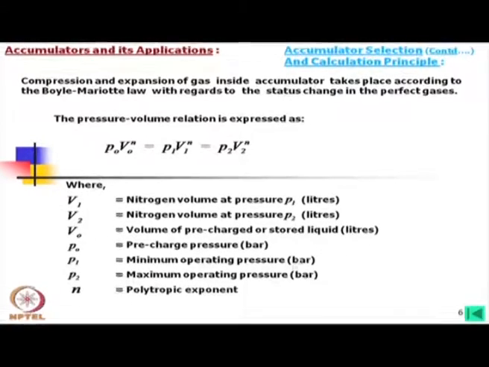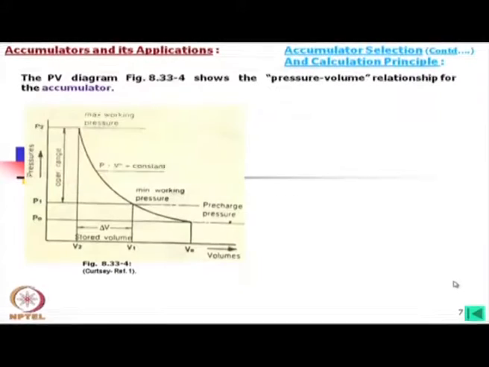Now, I have already explained this, but still: V1 is the nitrogen volume at pressure P1. We have assumed this gas is nitrogen. P1 is the minimum system pressure, V2 is the nitrogen volume at pressure P2, the maximum system pressure. V0 is the volume at pre-charge or stored liquid, P0 is the pressure at pre-charge, P1 is the minimum operating pressure, P2 the maximum operating pressure, and n is the polytropic exponent.